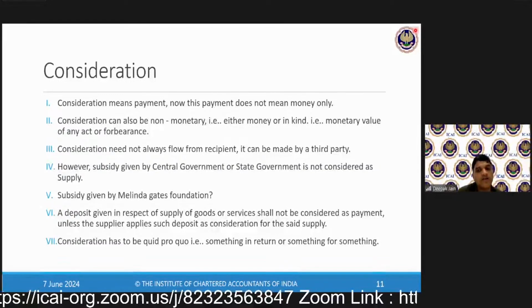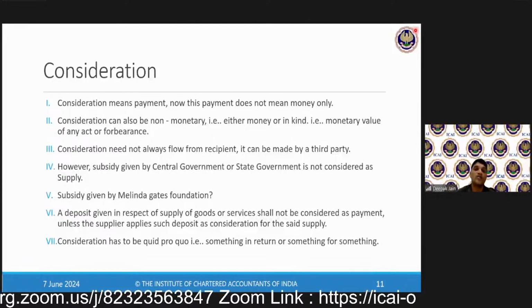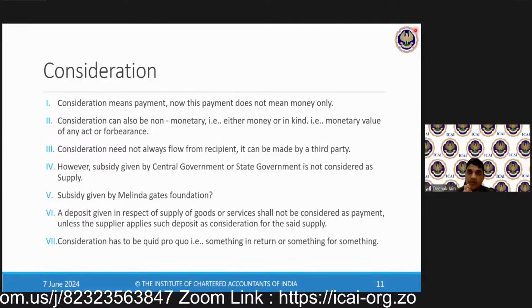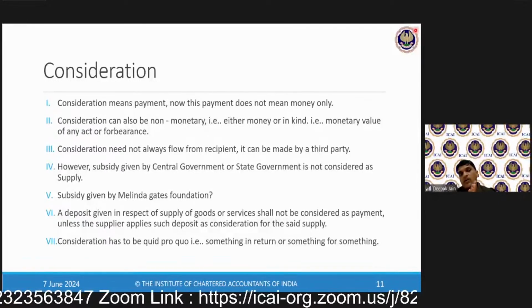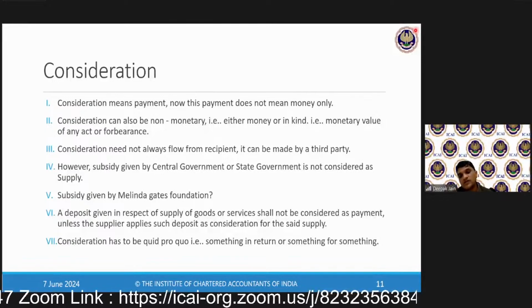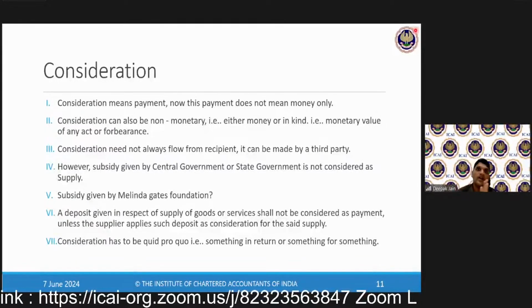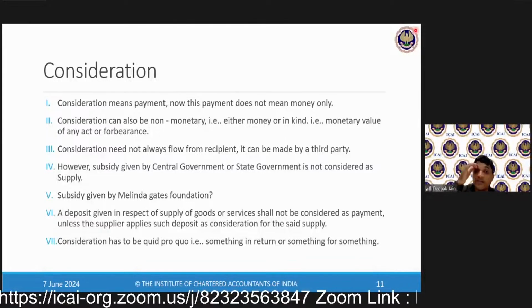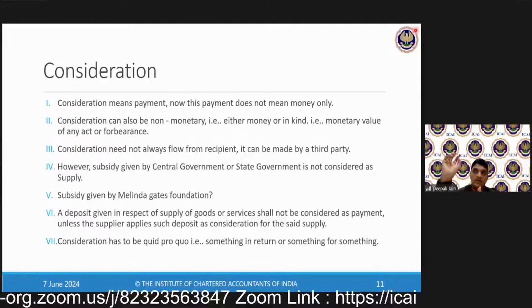Correct. So in the initial stage of GST, advance was taxable in case of goods. In case of advance payment for goods, GST was taxable. From October 2017 itself, that has gone away. So for now, for all your transactions presently, any advance you pay for supply of goods, GST is not payable on the advance for goods.